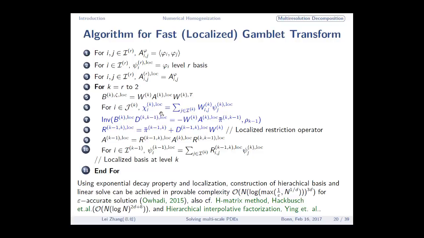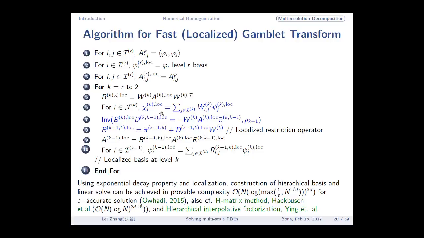And there is a rho k minus 1. That means this rho k minus 1 you can choose as a fixed value. For each level, you choose your basis at the support of radius rho times hk. At each level you do that. Using this property, it can be shown that the construction of this basis and also the linear solve can be achieved in n log n to the power 3d.